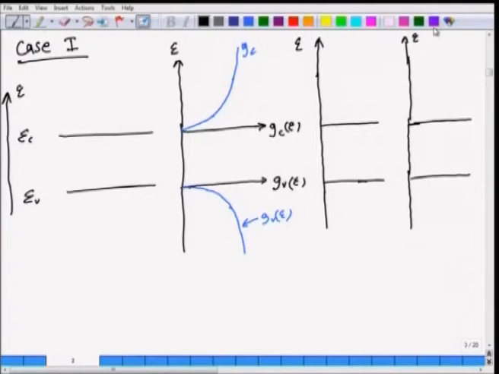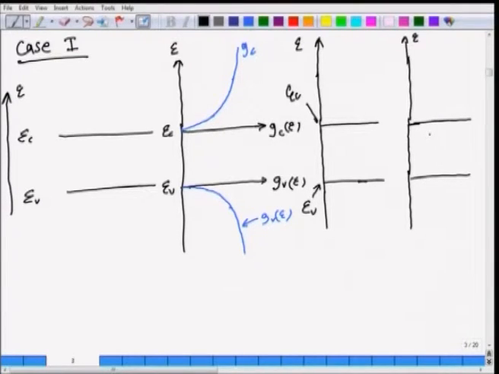This is the energy axis, and of course these are the E_C's. E_C level is here, E_V level is here. E_V is here, E_C is here, and just so that this is also visible, this is E_V, and this point is E_C, and similarly right here also.